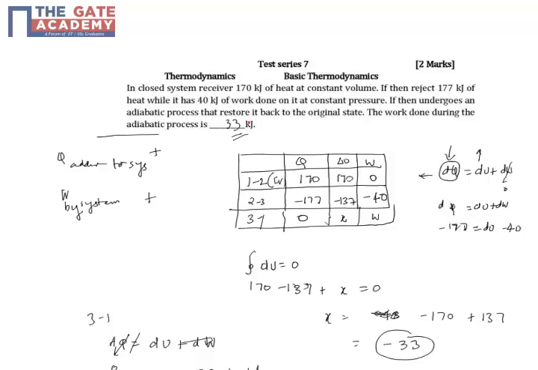So what you do is, whenever the system is brought back to the original state, the sum of the changes in the internal energy in all the processes has to be 0. So from that you get the missing process's internal energy, then you can find out everything. So it's basically applying the basics of thermodynamics. 33 kilojoules. Thank you.